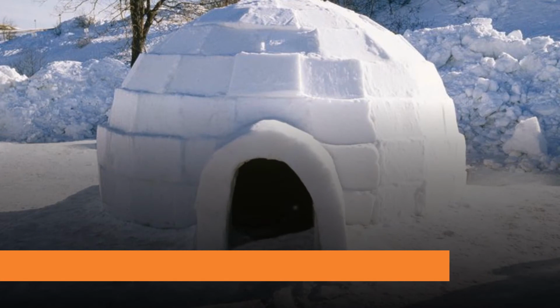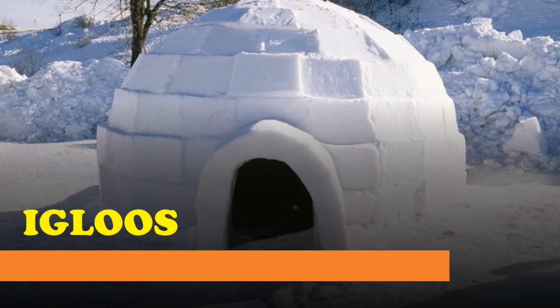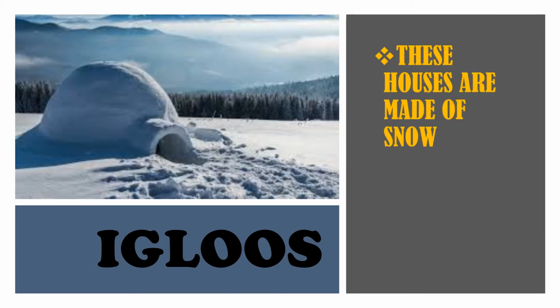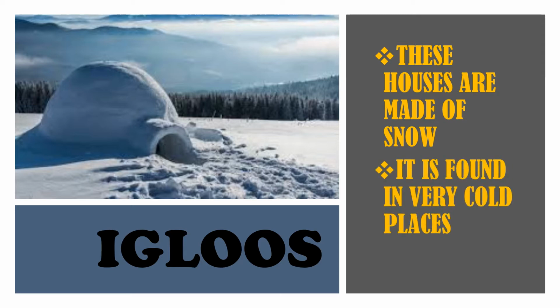Children, can you guess this house? Yes, this is an igloo. Children, these houses are made of snow. What are they made up of? Snow. And igloos are found in very cold places. Clear, children? So, where are igloos found? They are found in very cold places and they are made up of snow.